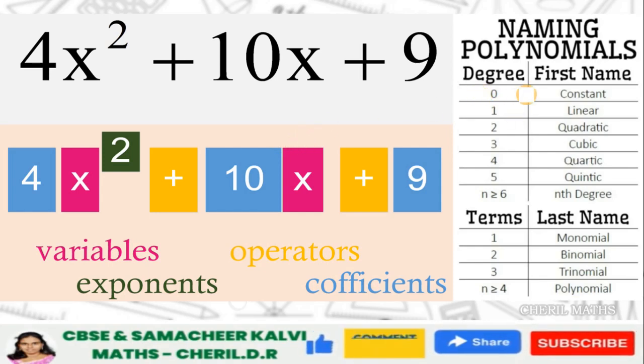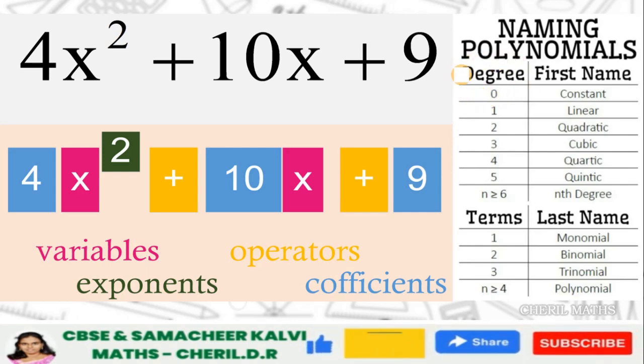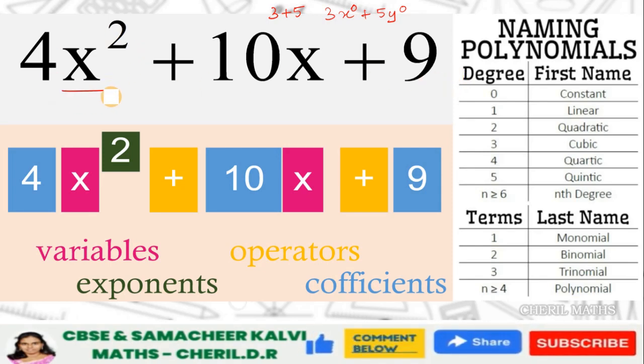Now we will see how we are going to name the polynomial. The first thing we have to find out is the degree of the polynomial. If you have 3 plus 5, you can write 3 as 3x power 0 plus 5y power 0. In that case, what is the degree of a polynomial? The degree of a polynomial is the highest power of the terms. For example, here, what is the highest power? It is going to be 2.